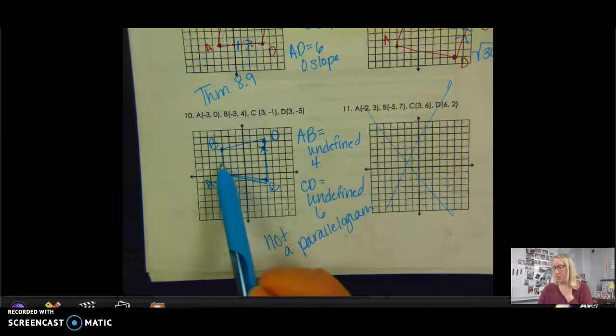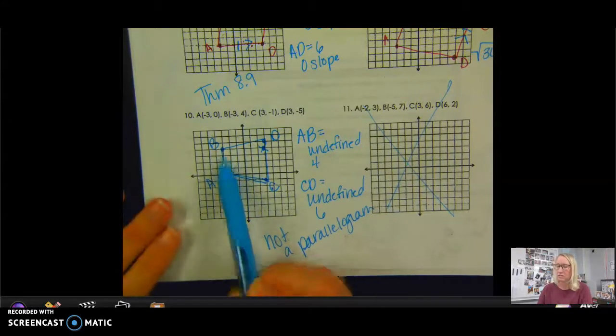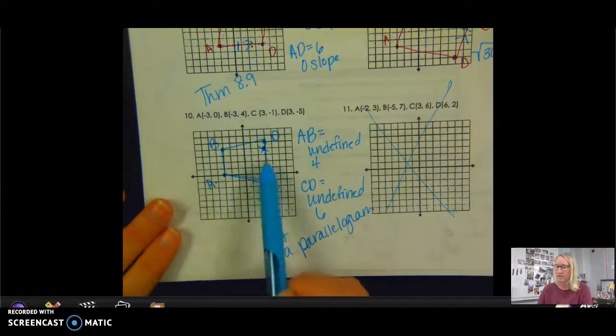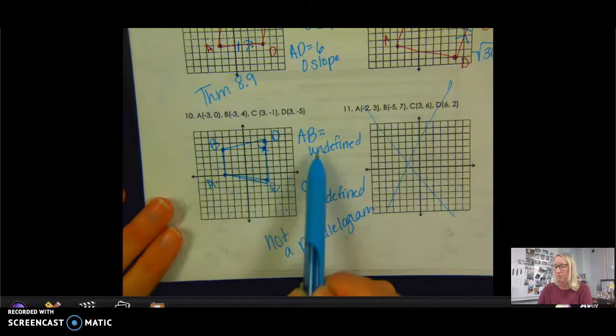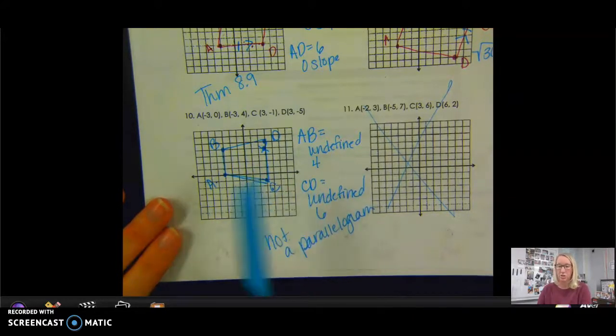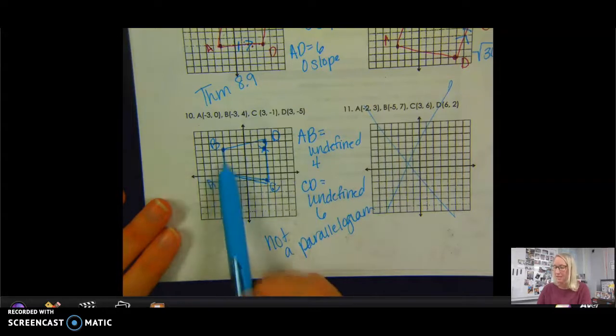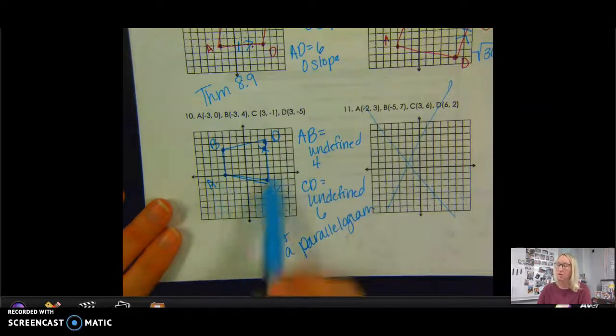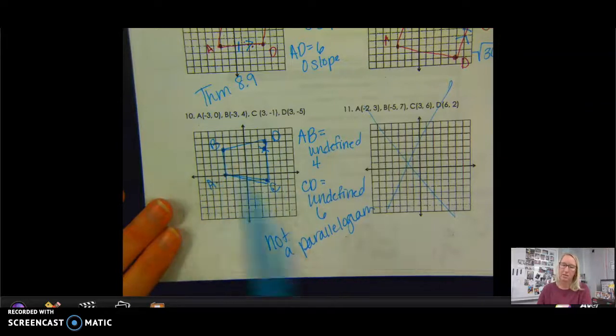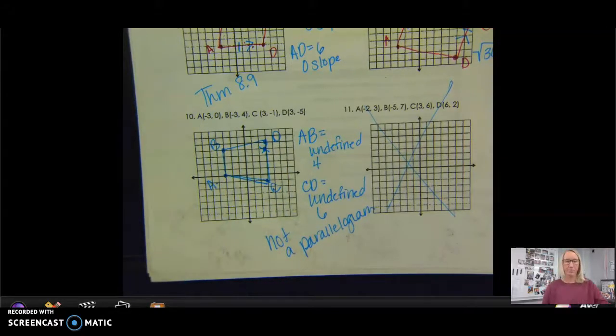I chose to prove that it's not a parallelogram by using theorem 8.9 and saying, okay, are these two parallel and are they congruent? They ended up being parallel. They both have an undefined slope. So that's check mark number 1. But this has a length of 4 and this has a length of 6. Therefore, they are not congruent in length, which they would have to be to make it a parallelogram. So this one is actually not a parallelogram.